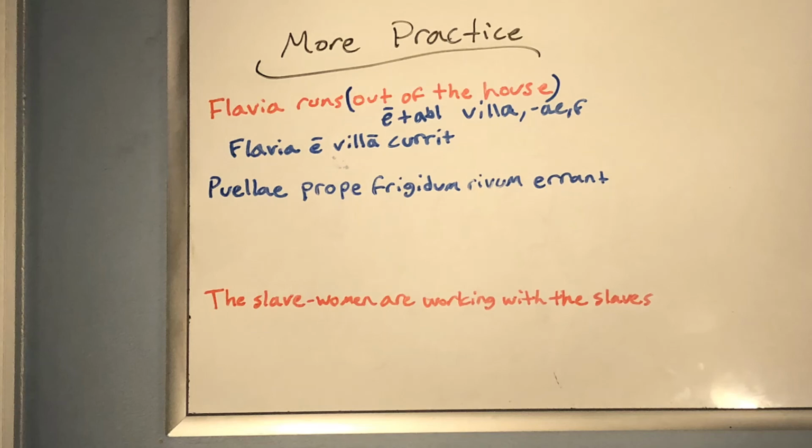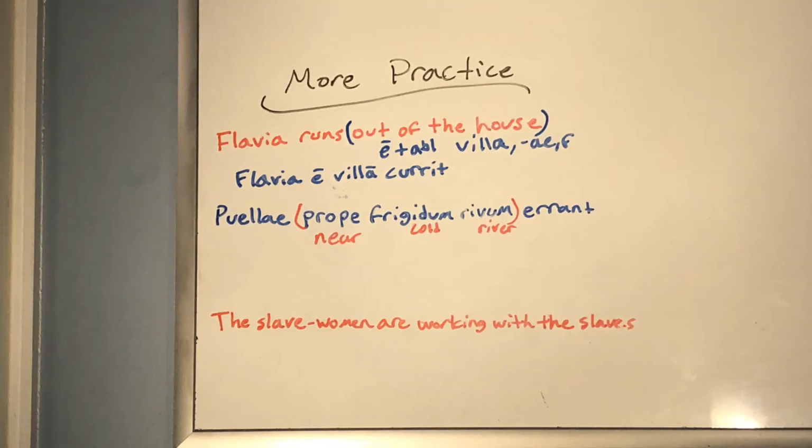Now let's move on to the next sentence. Puellae prope frigidum rivum erant. Once again, I bracketed out the prepositional phrase, which is prope frigidum rivum. Here, frigidum is an adjective, not a noun, so it can't end the sentence. It doesn't really make any sense to have the sentence say, the girls wander near cold. Doesn't really make sense, especially when you have another noun.